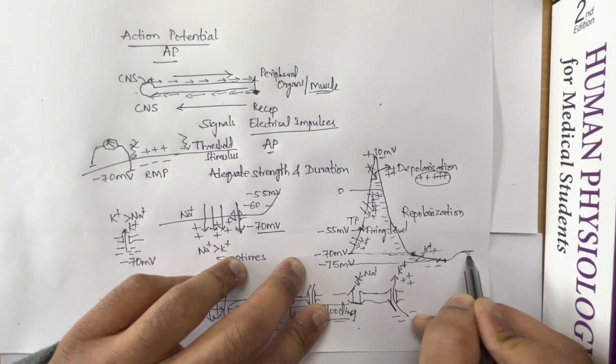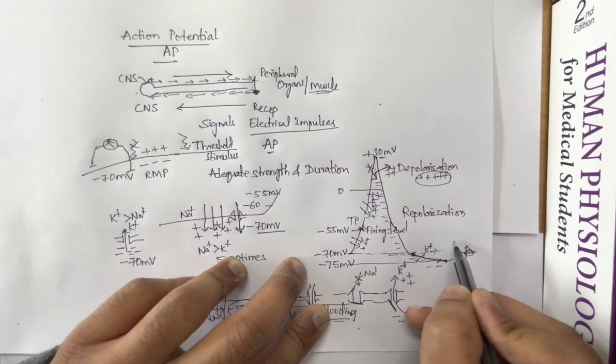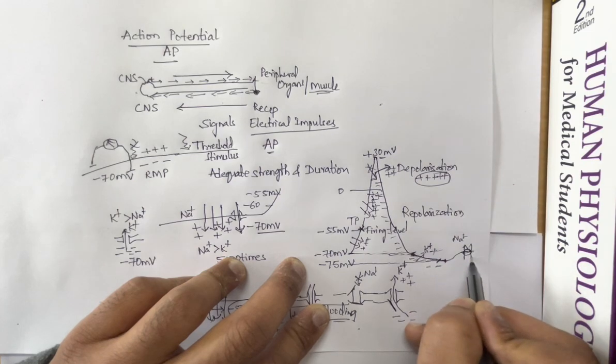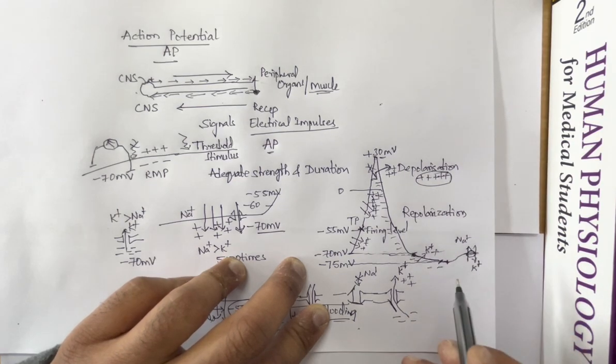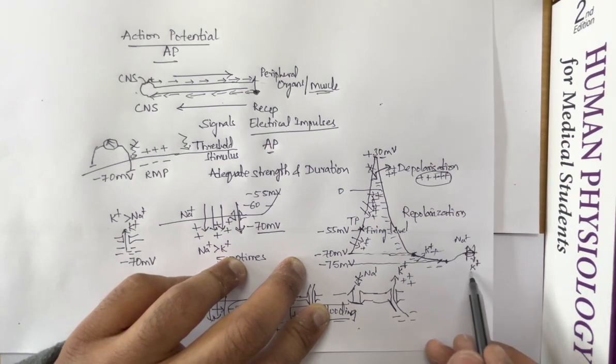And at this point, the sodium potassium ATPase pump acts in order to pump out the sodium ions and pump in the potassium ions, maintaining the concentration of sodium ion exterior more, and to restore back the lost potassium from the interior of the cell.